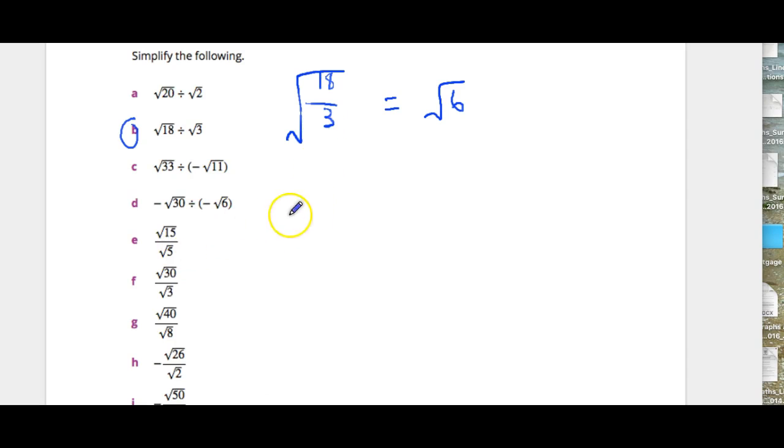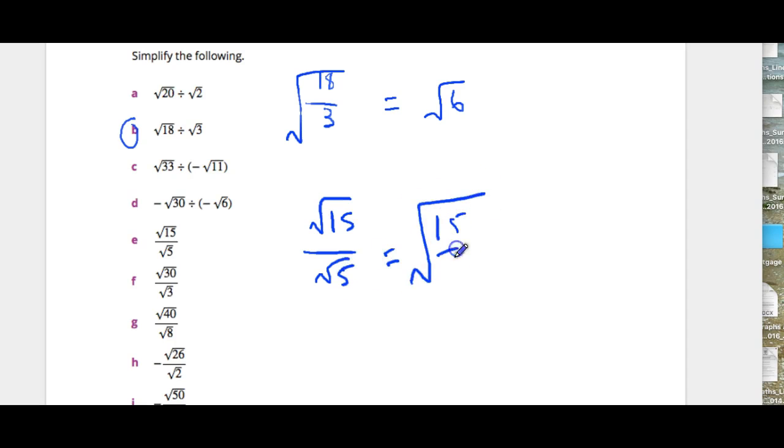Now, these ones here, all right, they're already written like that. So let's look at e, the square root of 15 over the square root of 5. Okay, that's the same as 15 on 5. And 15 divided by 5 is 3. So it's just the square root of 3. Okay, let's move down to the last question.